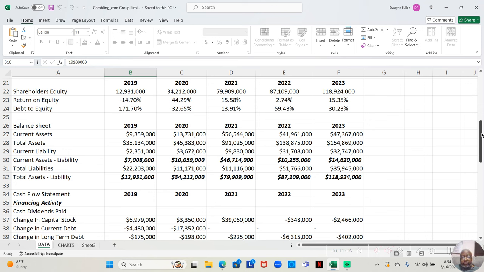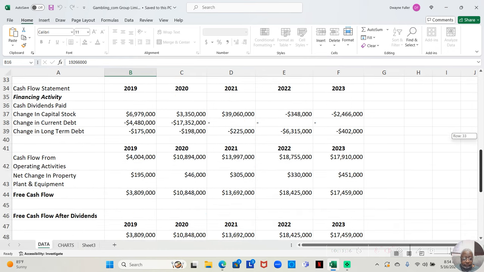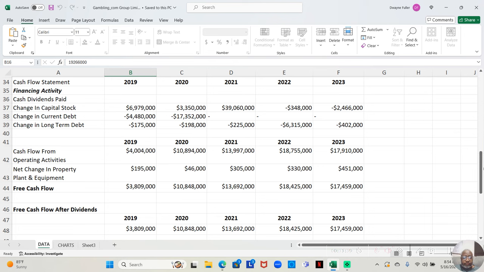And based on how healthy the debt to equity was, we see the same thing with the balance sheet. Extremely healthy balance sheet. Current assets exceeding current liabilities. Total assets exceeding total liabilities. This company did not pay a dividend since 2019 to 2023. We see no dividend paid.